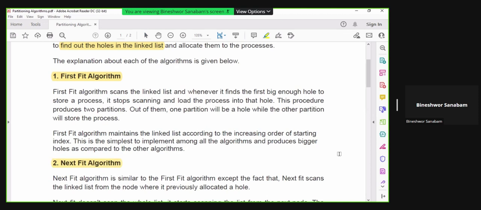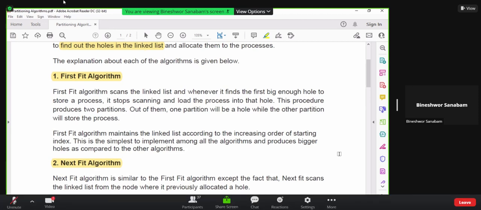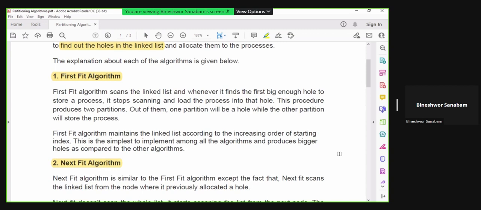it's also similar to first fit, except that we have to start scanning from the point where it was previously allocated. Like if we have allocated a process in, say, position 3, when we talk about the next fit algorithm, then we have to continue from that point, from that part of the memory.